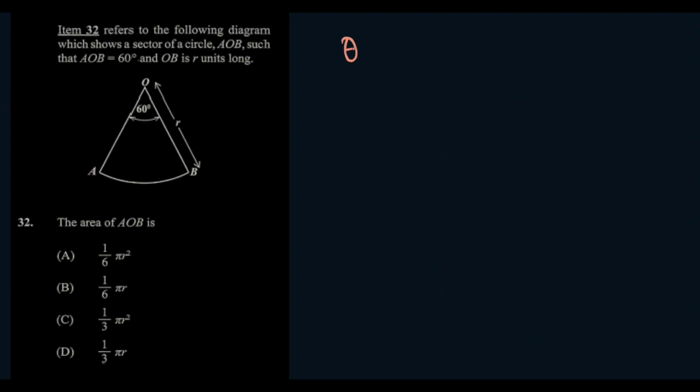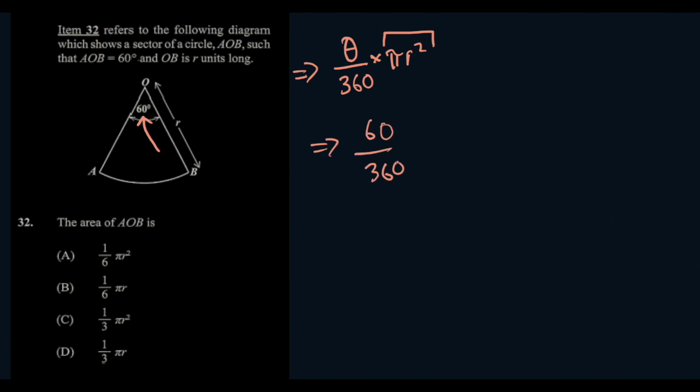So basically, the area of a circle is usually what? Pi r squared. But this here is a sector. And in order to find the area of a sector, we have to find the proportion of this area. So that's going to be theta over 360 multiplied by this area, which is pi r squared, sorry. So what is theta? This theta represents the angle. In this case, the angle is 60. So we would say 60 over 360 multiplied by pi r squared.